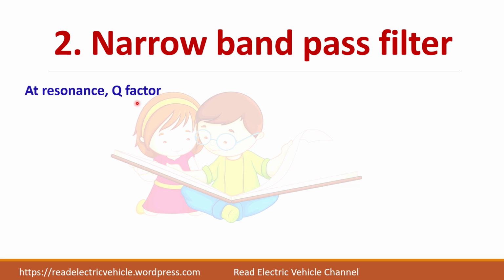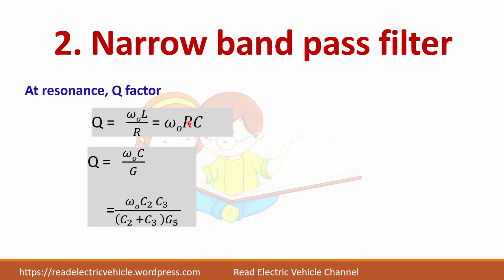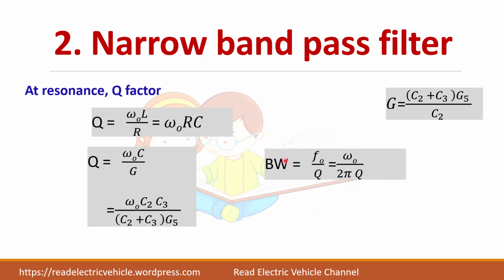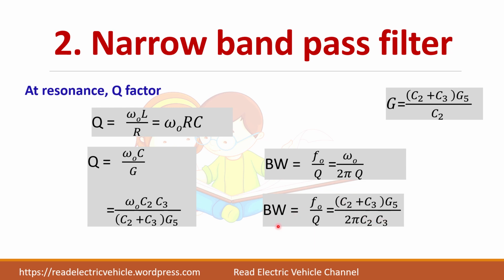Now at resonance, if you find the Q factor, Q is equal to omega naught L by R, or you can write omega naught R into C. So here instead of R you can write 1 by G. So G we know because G is this one. So this is the quality factor at resonance. And if you want to find bandwidth, bandwidth is inversely proportional to Q, or F naught by Q. What is F naught? Omega naught divided by 2 pi. So just substitute whatever you get here. So you can find bandwidth.